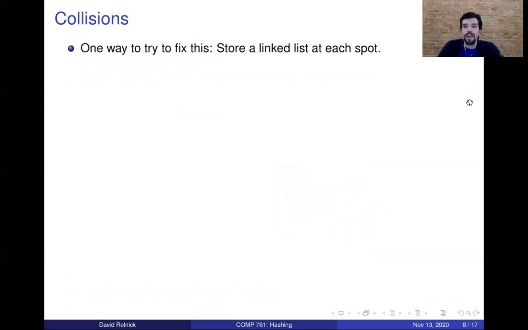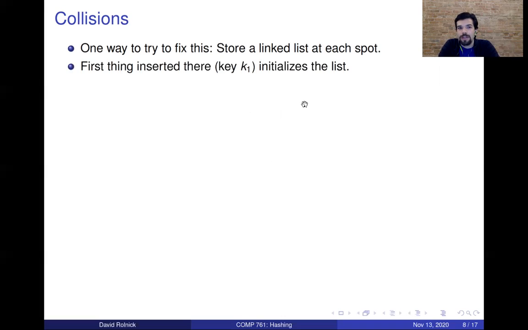There are different ways to do it, and I'm not going to go into different ways of handling collisions. If you're curious, you can look up things like cuckoo hashing, which involves a complicated procedure of moving things between several possible places if you end up with a conflict. But here we're going to do something simpler, which is just storing a linked list at each spot.